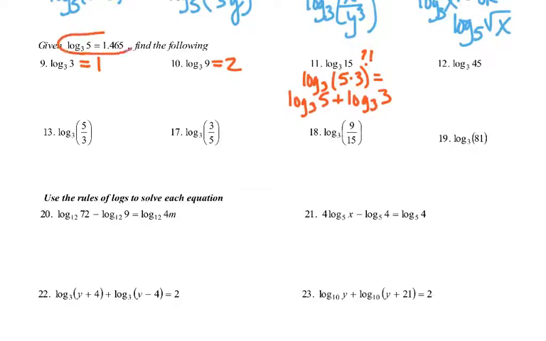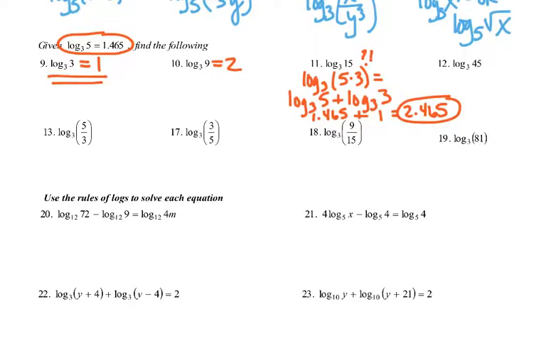The log base 3 of 5 is given to me in the directions, so I'm just going to squeeze that in there: 1.465. The log base 3 of 3, I figured out already, was 1, and I add those up: 2.465.